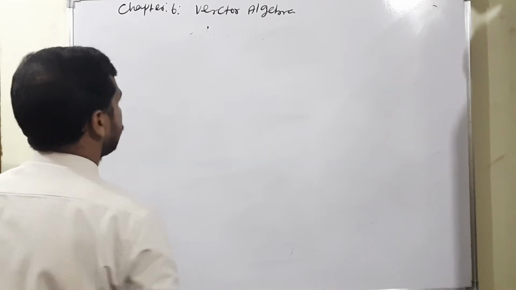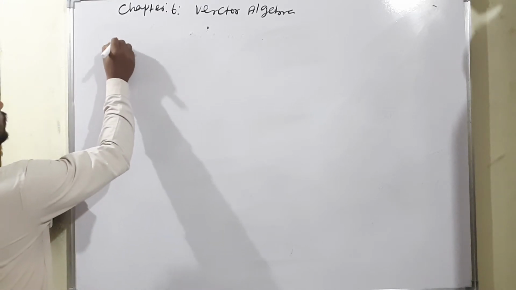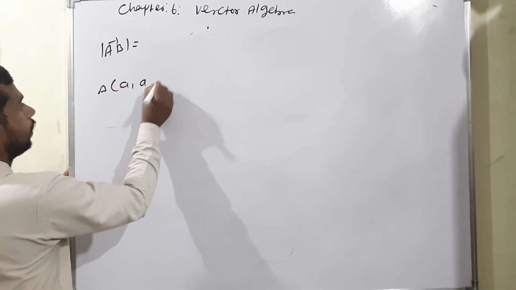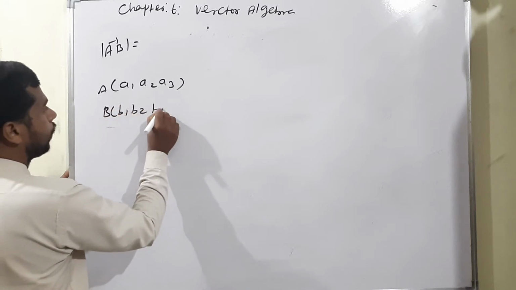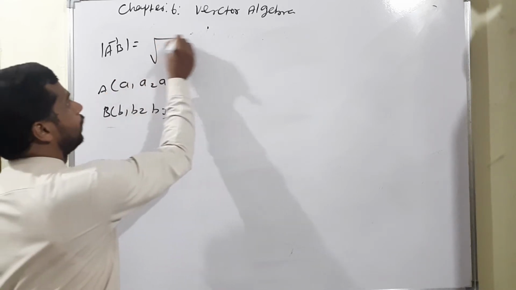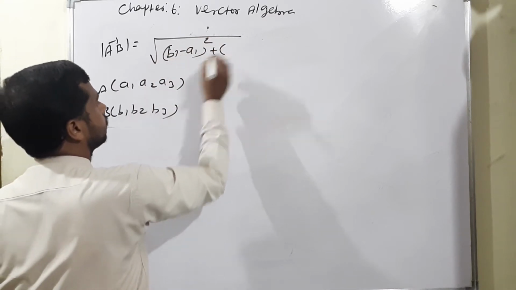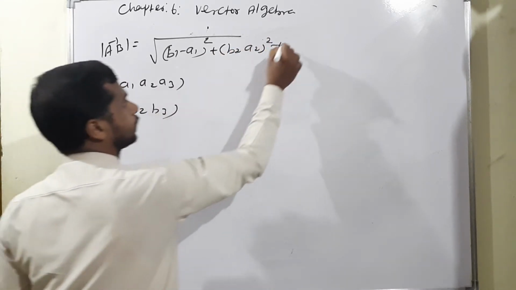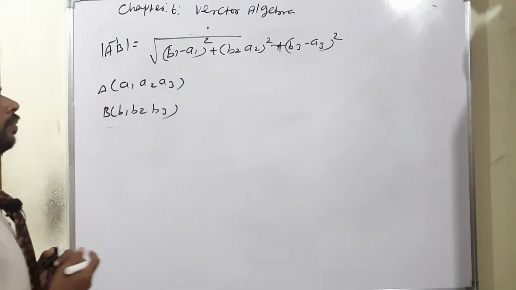Now I am moving to one of the basic important conditions: how to find the modulus of AB, the length of AB vector. Already I considered A as A1, A2, A3, as well as B as B1, B2 and B3. Then the modulus of AB uses the distance formula: square root of (B1 minus A1) whole squared plus (B2 minus A2) whole squared plus (B3 minus A3) whole squared, the whole square root.